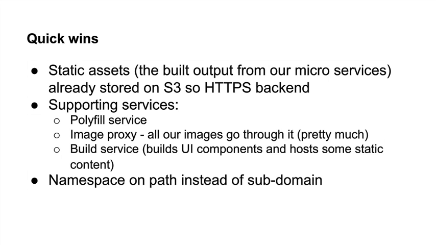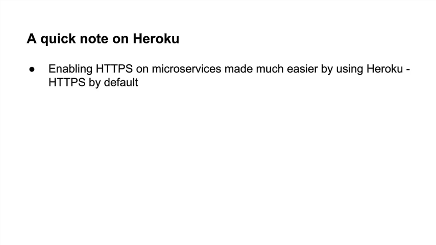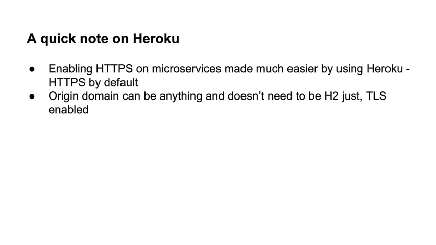A quick note on Heroku. Obviously it helps our velocity in terms of delivery. It also made enabling H2 very easy for all of our microservices. You get HTTPS by default. And I think the critical thing to remember is that your origin domain obviously doesn't have to be the same as your website domain. And it doesn't need to be H2 either, or Speedy. It just has to be TLS enabled.